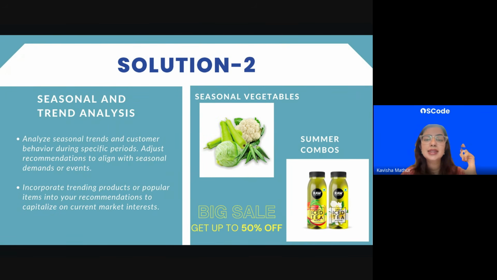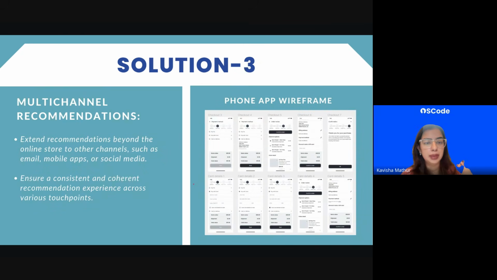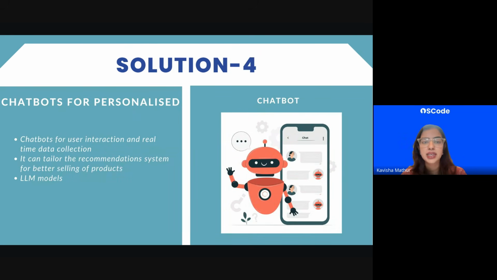Solution 2, seasonal and trend analysis. उसका मतलब क्या होता है कि summer में कुछ products बिकते हैं, कुछ नहीं बिकते हैं. Multi-channel recommendation, which means कि you get your Blinkit and Amazon या ये सब ads on Instagram, you get them on YouTube, you get them on so many platforms. ठीक है? Solution 4, chatbot. और that time when I created the solution, तब तो chatbot था ही नहीं. ठीक है? मतलब तब AI के साथ you cannot create a chatbot very easily.